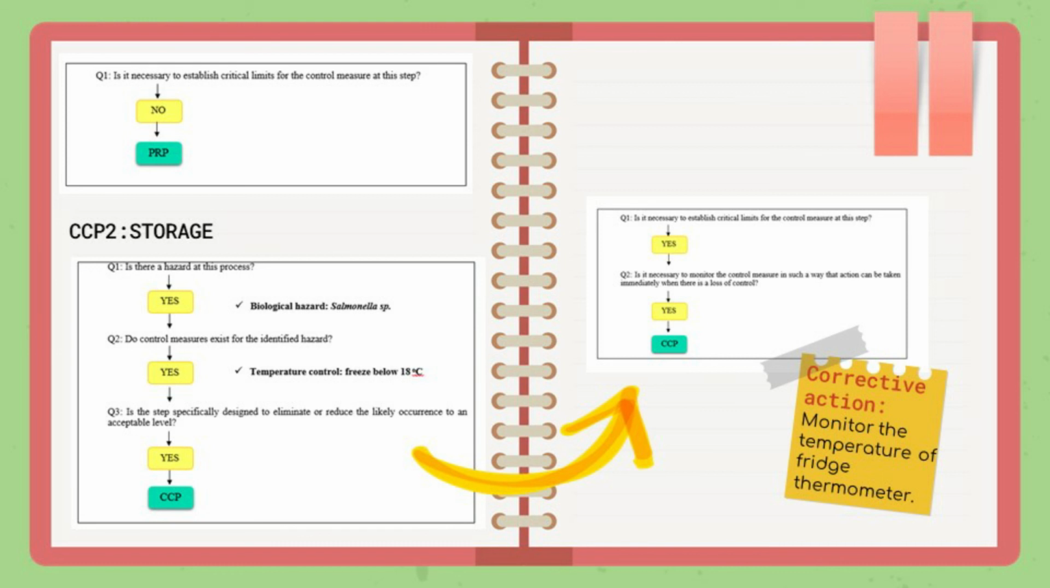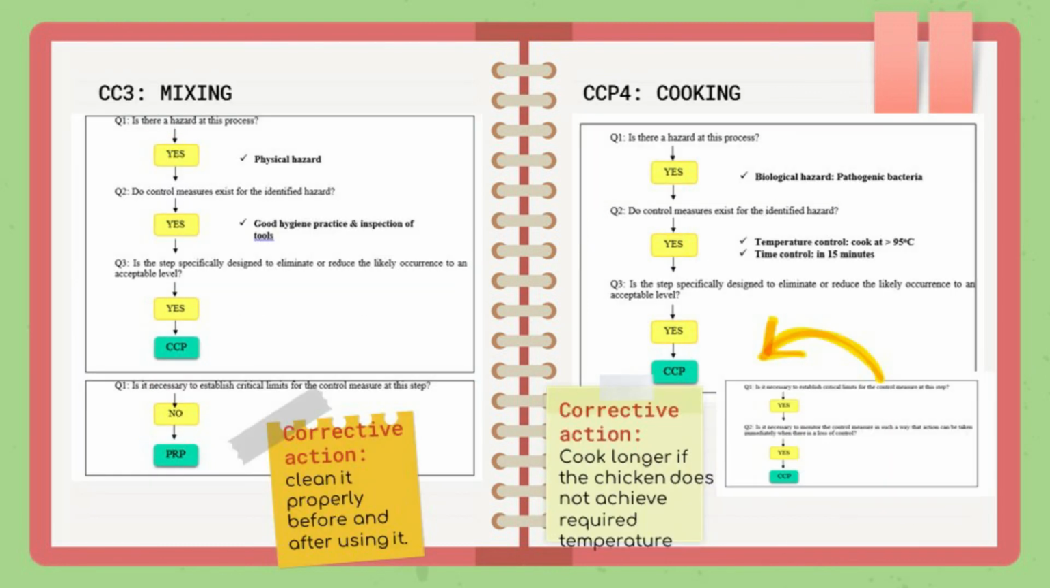CCP2 storage. The chicken must be stored in freezer with temperature below 18 degrees Celsius to slow down or prevent the growth of pathogenic bacteria, especially salmonella. Monitor the temperature with a fridge thermometer. Throw out the chicken if signs of deterioration occur. CCP3 mixing. The hazard may involve physical contamination from blades of the blending machine and foreign materials such as dust. Check the condition of the machine thoroughly and clean it properly before and after using it.